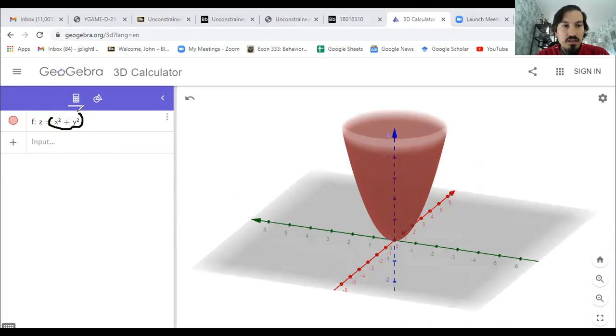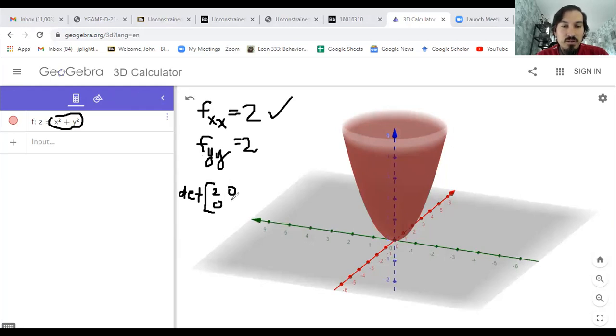Look, here's the function. fxx equals 2. This is fyy equals 2. So we check off this thing for the second order condition. And what's the determinant of the Hessian matrix? The determinant of this matrix, which is 2, 0, 0, 2, is 4, which is positive. So check that off. The second order conditions for minimization, not maximization, but for minimization are met at this point here, 0, 0. Does that make sense?